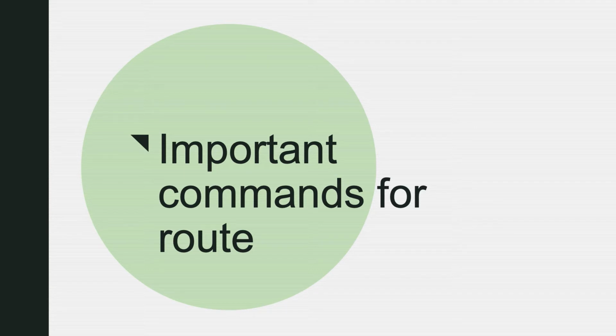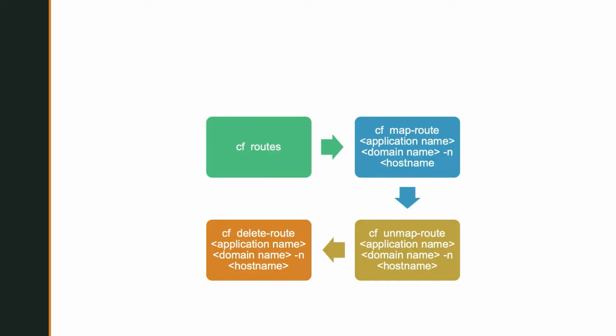Now we look into some important commands for routes. cf routes is used to list the routes. cf map-route, followed by the application name, followed by the domain name, minus the host name, is used to map a route to a particular application. cf unmap-route unmaps a route from a particular application. And cf delete-route deletes a route.